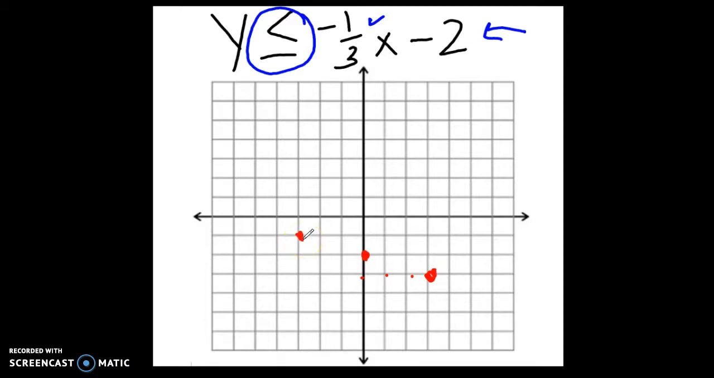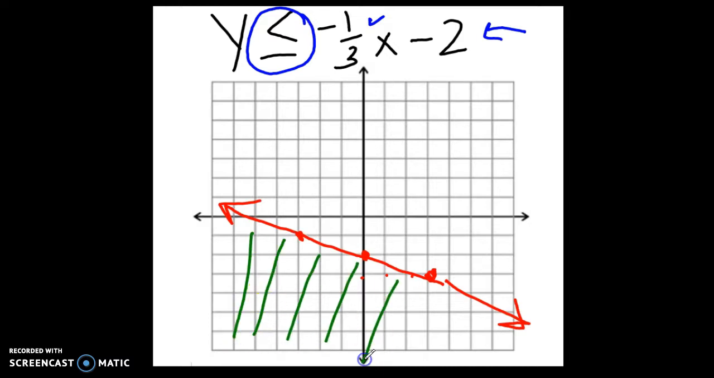Now I have this line. This time I'm going to draw a solid line because we have the line underneath, which means it's equal to, or solid dots. And I'm going to shade below this time because it's facing away from the y. So it means the y is smaller, or it gets shaded below. And that's how I would graph linear inequalities.